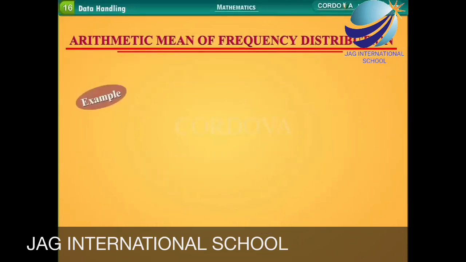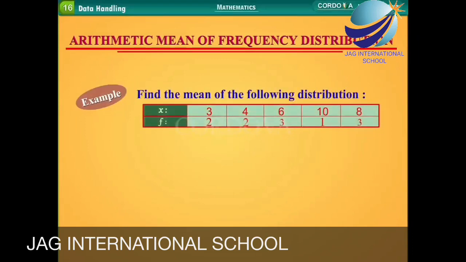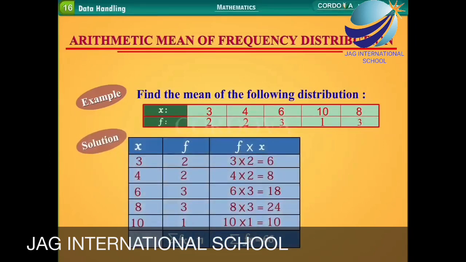Example. Find the mean of the following distribution. X: 3, 4, 6, 10, 8. F: 2, 2, 3, 1, 3. Solution. X, F, F into X.